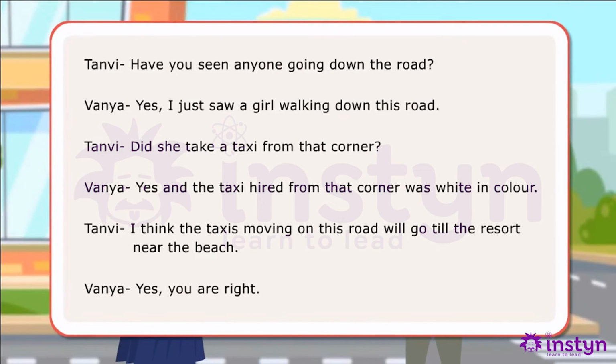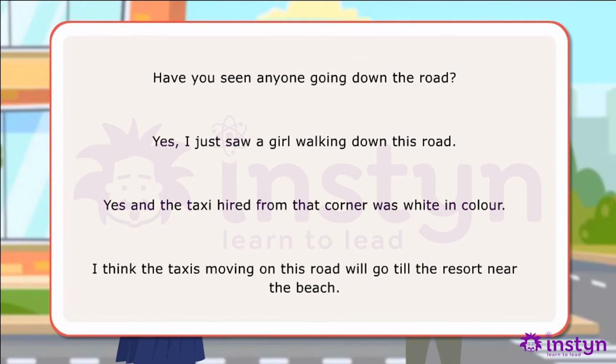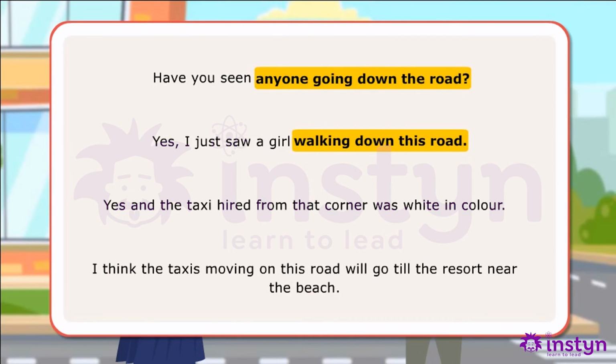In the dialogues, Tanvi and Vanya have used ing and ed clauses to express themselves. Here are examples of sentences using ing and ed clauses. Have you seen anyone going down the road? Yes, I just saw a girl walking down this road. Yes, and the taxi hired from that corner was white in color. I think the taxis moving on this road will go till the resort near the beach.